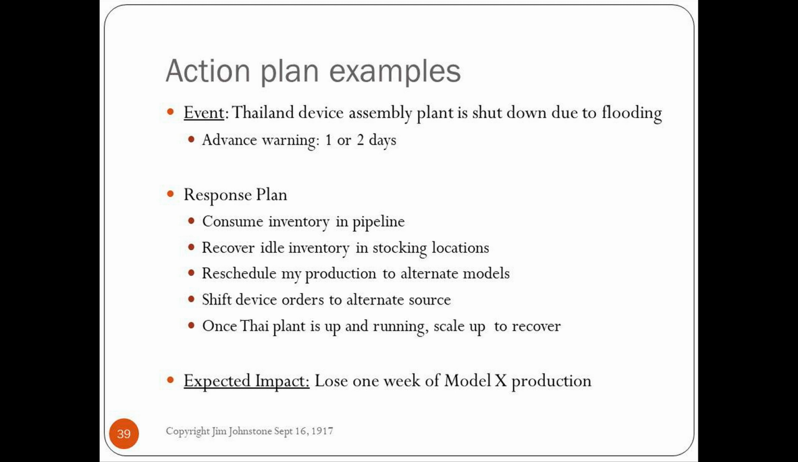And I'm going to reschedule my own production to produce alternate models that don't use the product from Thailand. And I'll try to shift device orders to specify alternate sources that don't come from Thailand. Then once the Thai plant is up and running, I'm going to make sure they scale up quickly to recover. The expected impact is we'll probably lose 1 week of Model X, whatever Model X is, that uses the Thailand parts production. So ideally you have an action plan for each part in your supply chain, but that's not practical. So fortunately, many parts can use the same action plan, and many parts with their commodities don't need as extensive an action plan as you see here.